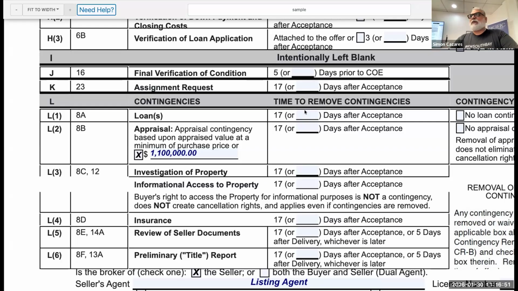K goes into assignment request. Now, properties can be assigned to your personal trust, your personal corporation, S Corp, C Corp, or your own limited liability company, your LLCs. That is perfectly allowed. You have 17 days from acceptance to transfer it to your trust or your corporation. Now, it also states and stipulates that you cannot assign it to any other person.